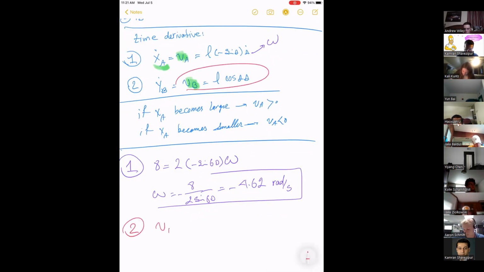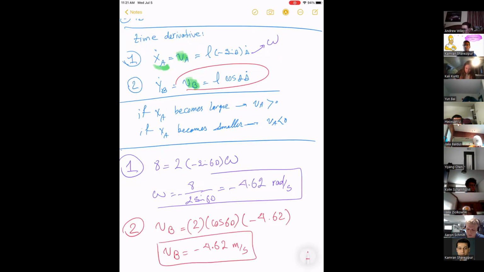Then you get VB is equal to L cosine theta, which is 2 cosine 60. And this should be theta dot here. And theta dot, which is omega, is going to be minus 4.62. And if you calculate this, VB is going to be minus 4.62, same number. Here, the unit is meter per second.